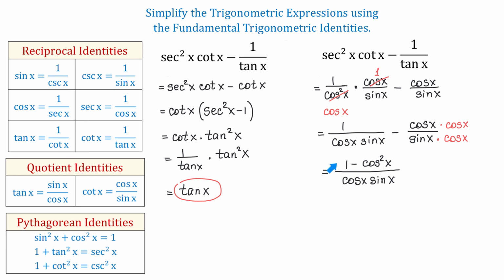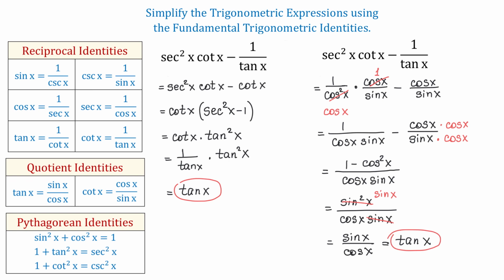So we can go and replace 1 minus cosine squared of x with sine squared of x. Then we will have sine squared of x over cosine of x sine of x. And now I will cancel sine, and I will still have a sine in the numerator. And now using the first quotient identity, we will write sine of x over cosine of x as tangent of x. And now the expression is simplified.